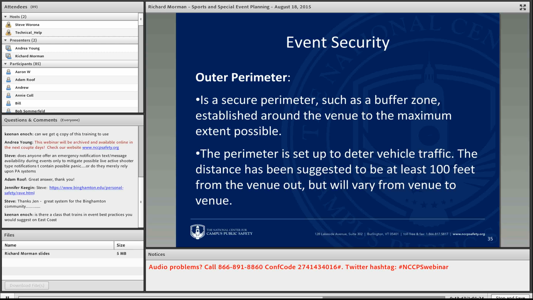close, and I understand the importance of donors and that sort of stuff, having been involved in campus for a long time. But those vehicles need to be screened in some manner, and you need to be able to identify that they have been screened. So back to the outer perimeter, though.